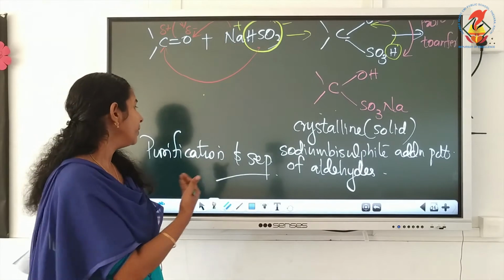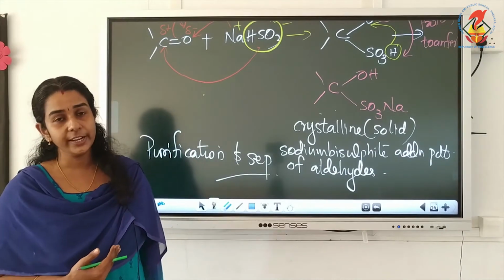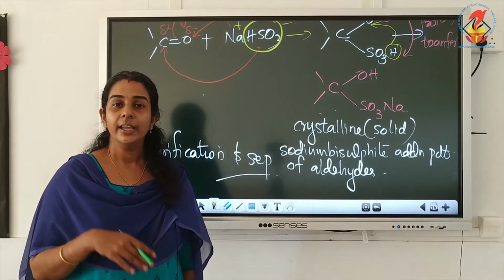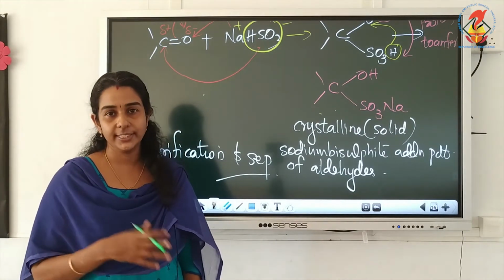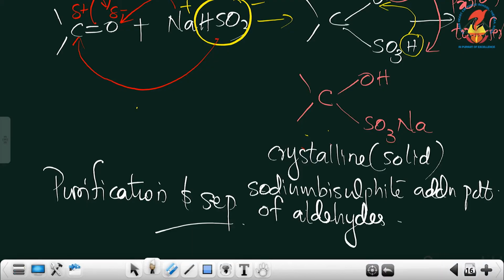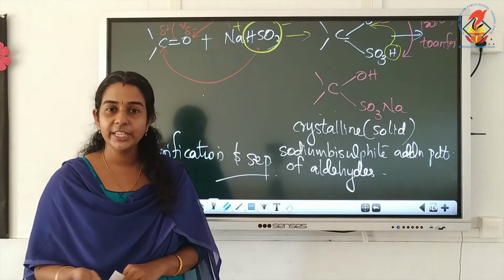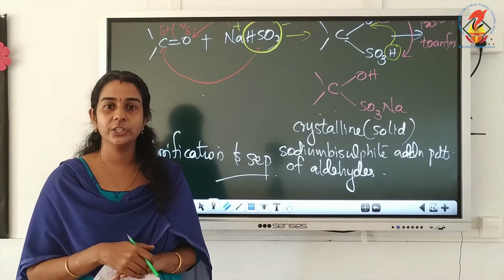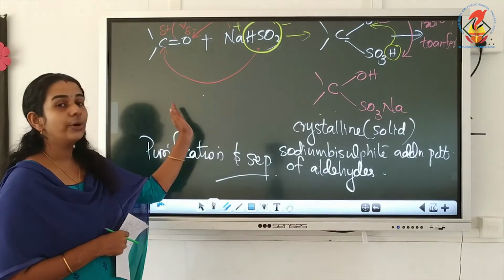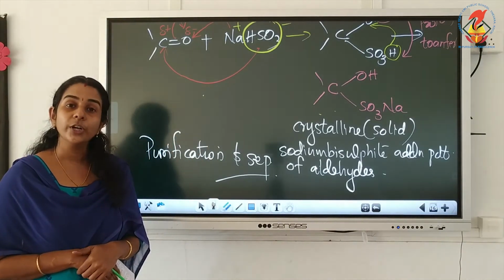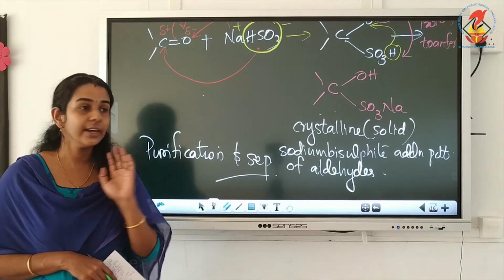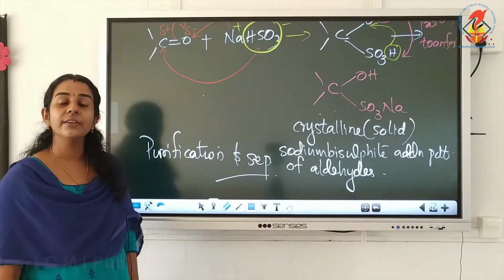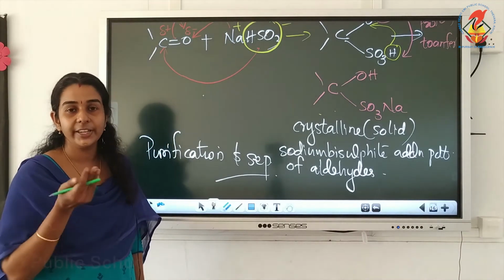Now, what do you mean by purification and separation of aldehydes? For example, if an aldehyde, for example acetaldehyde, is mixed with acetic acid, accidentally these two compounds got mixed with each other. So how can we separate these two compounds? To this mixture, you add some sodium bisulfite. What happens? Only the aldehyde from this mixture will react with sodium bisulfite and we will get the solid derivative.